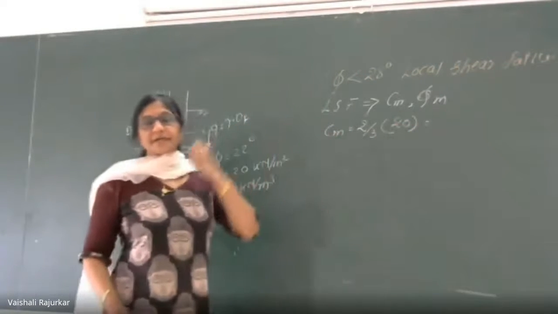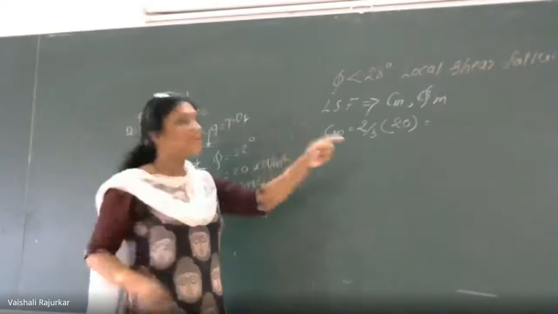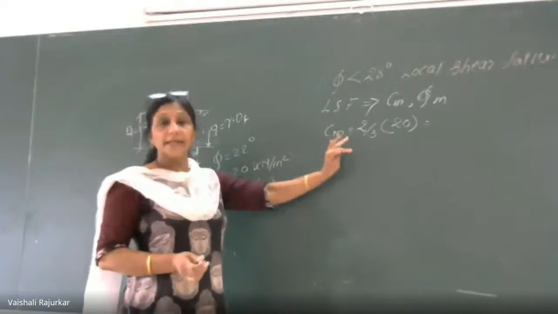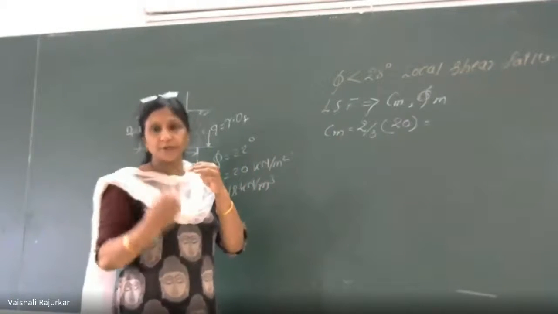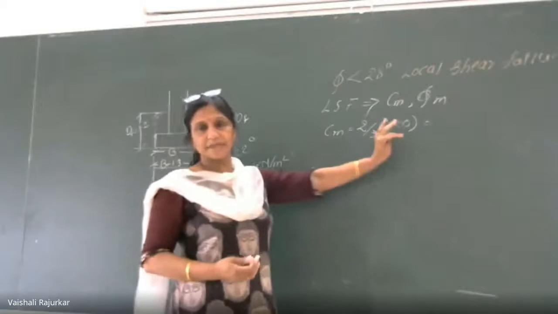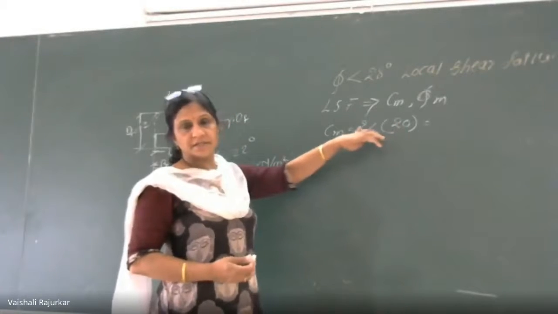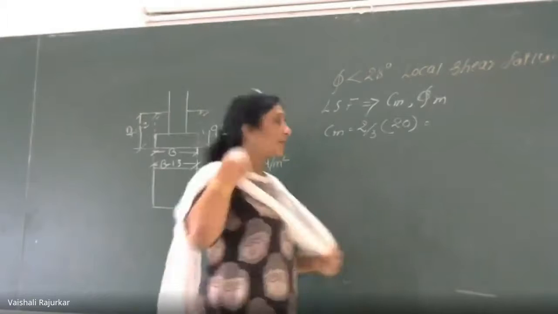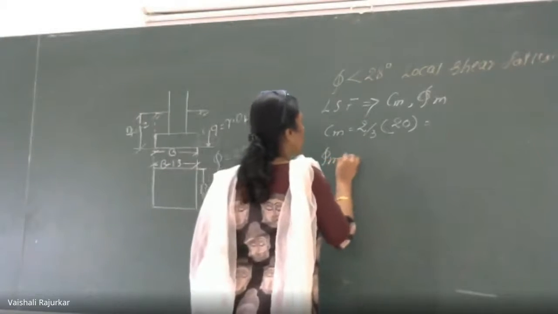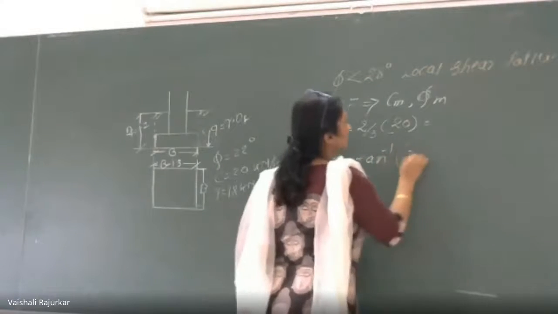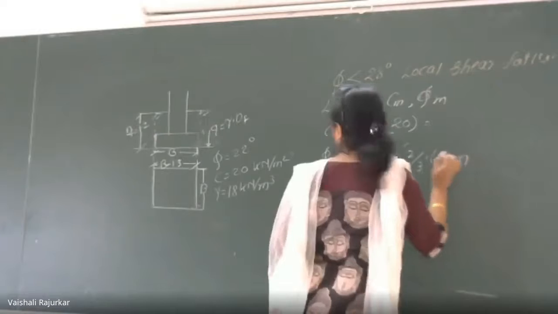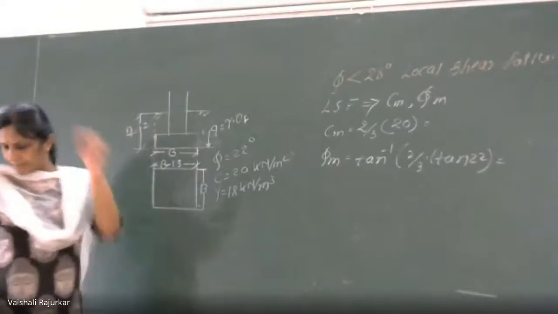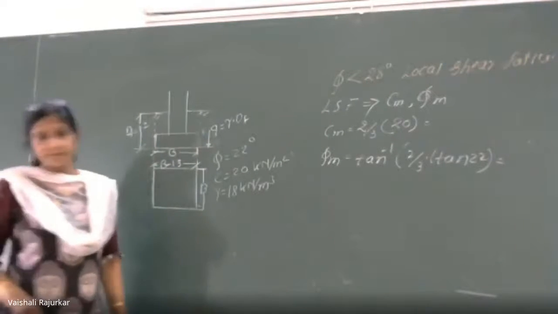Naturally, the reduced value has to be taken into consideration. Reduced value means for general shear failure we assume ideal conditions, and those ideal conditions are not present in local shear failure, so we have to reduce the given values. Take 2/3, so 33% is reduced. So it is 2/3 of C, then phi m is equal to tan inverse of 2/3 of tan phi. So Cm becomes 13.3 and phi m is 15.